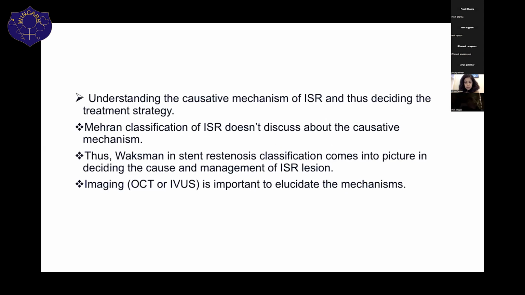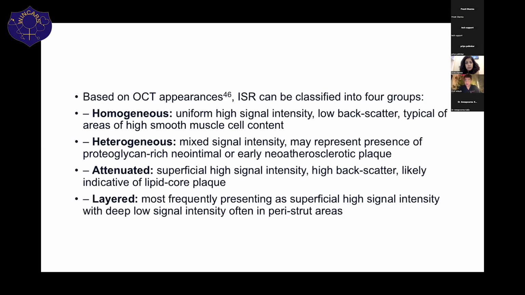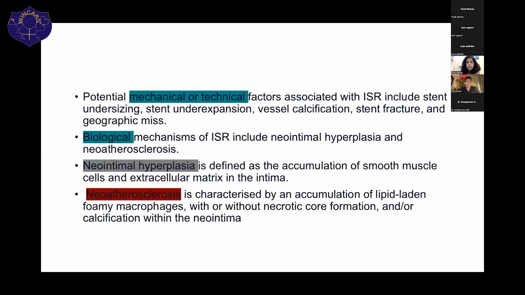The next issue that comes with these ISR is to understand the causative mechanism of ISR and thus decide the treatment strategy. Mehran classification doesn't discuss the causative mechanism. So thus the Waxman in-stent restenosis classification comes. And imaging is, of course, important to elucidate the mechanisms. I'll not go into these details, just this slide, that there can be mechanical factors, which include stent undersizing, stent underexpansion, vessel calcification, stent fracture, and geographic miss. And then we have the biological mechanisms, which are neointimal hyperplasia and neoatherosclerosis.